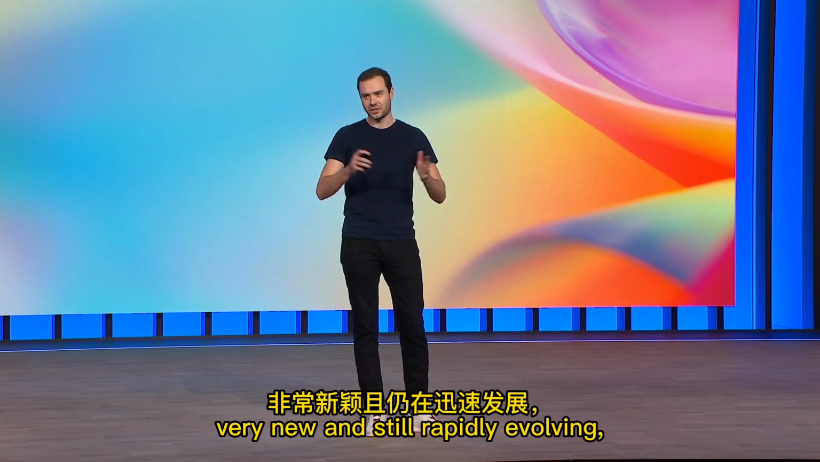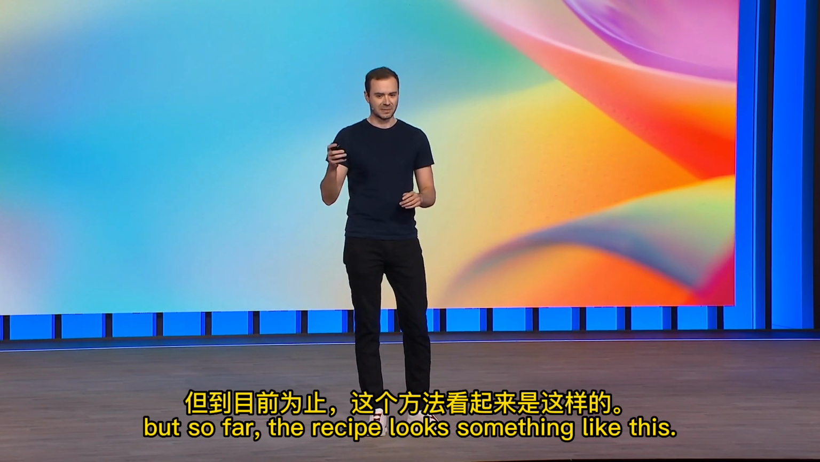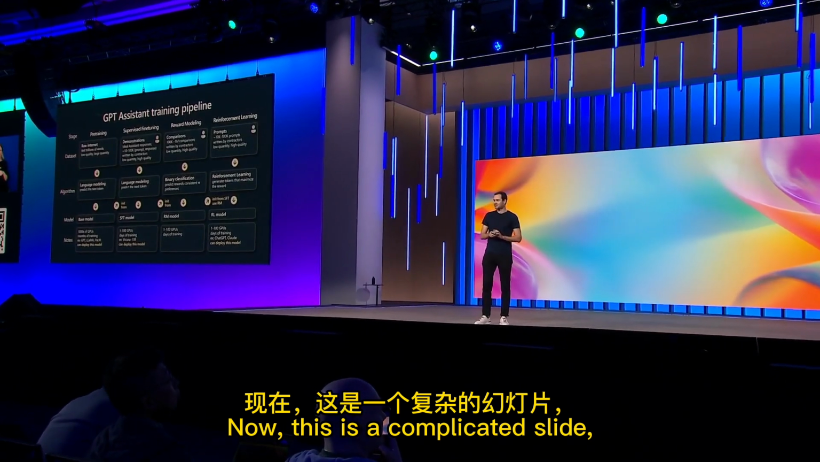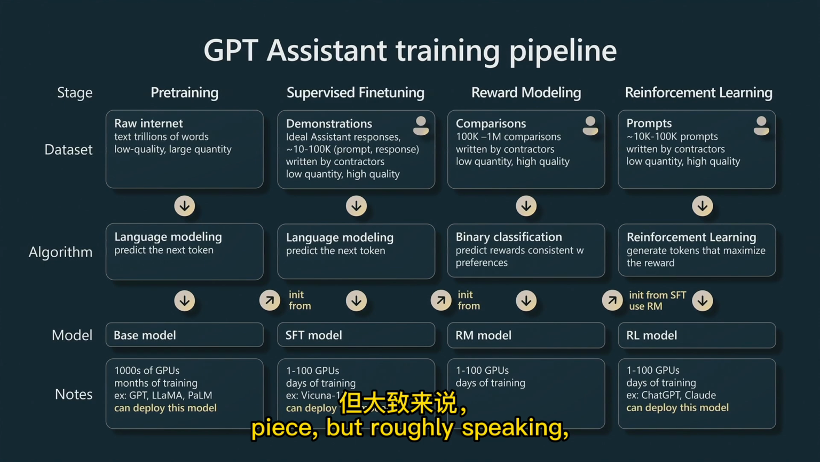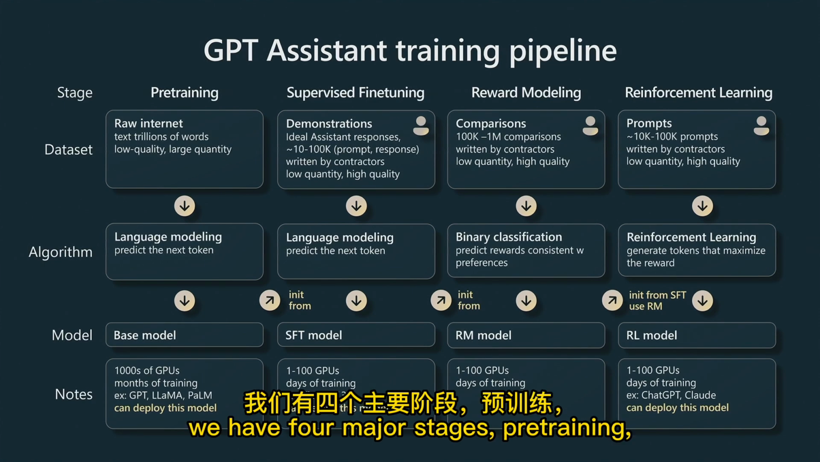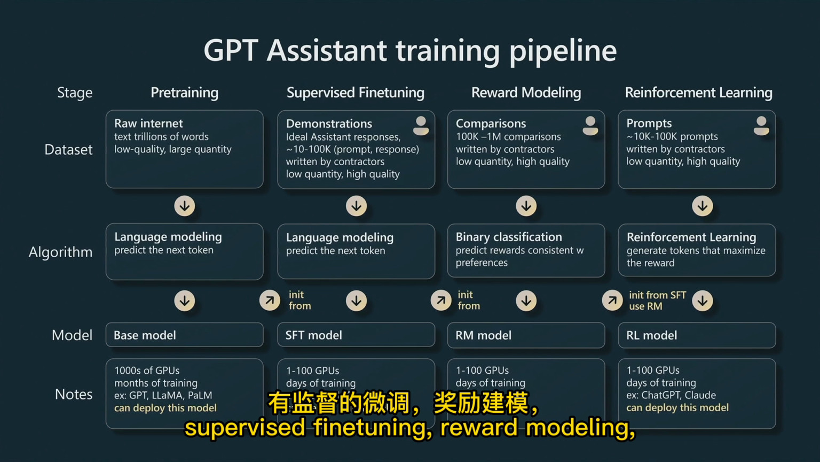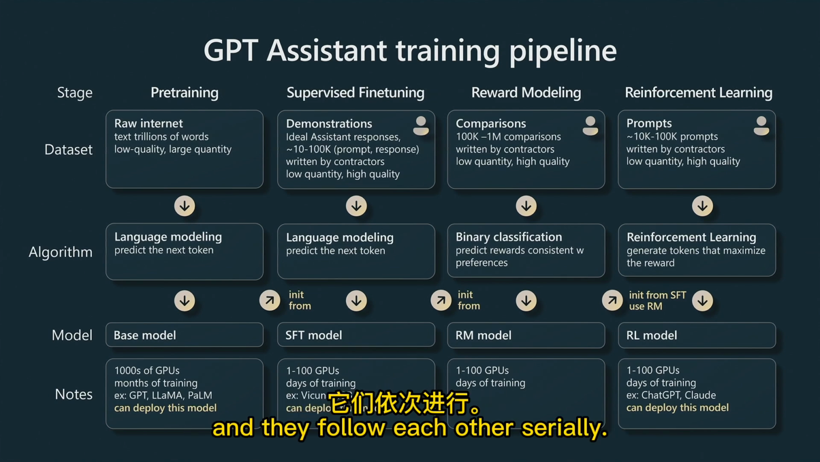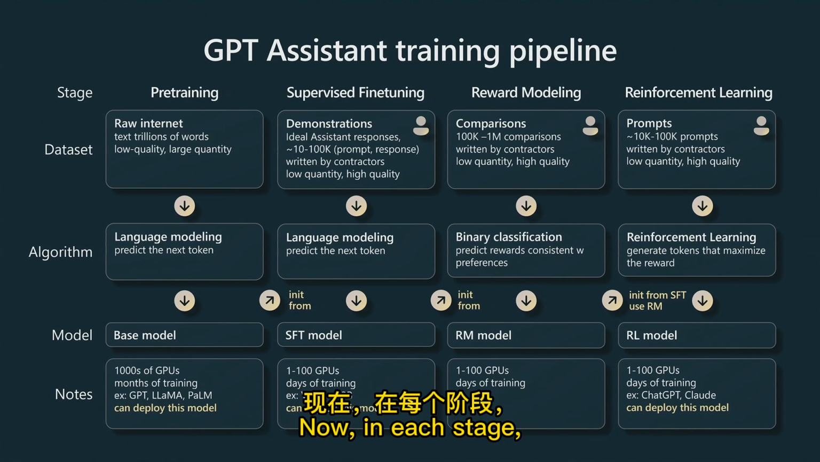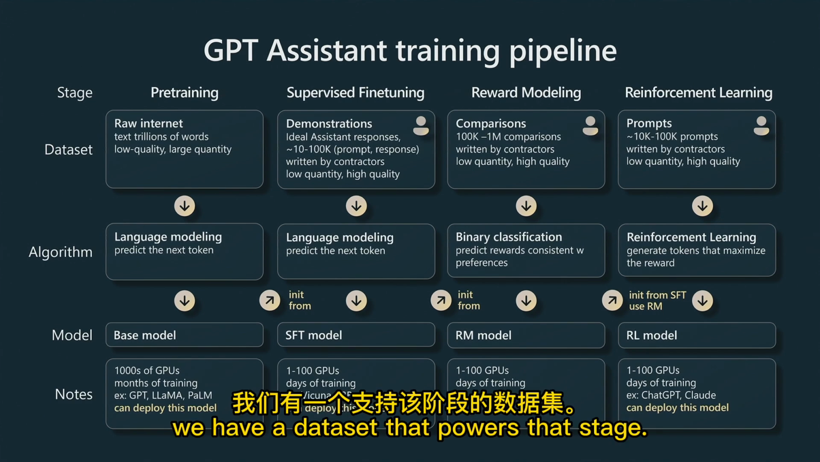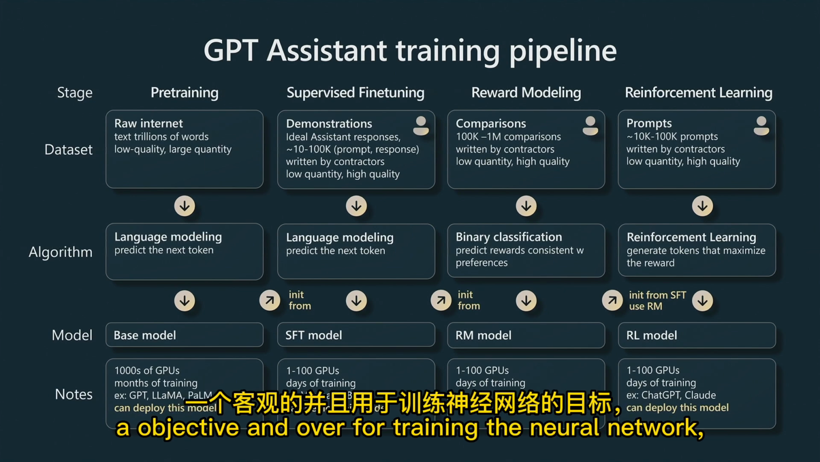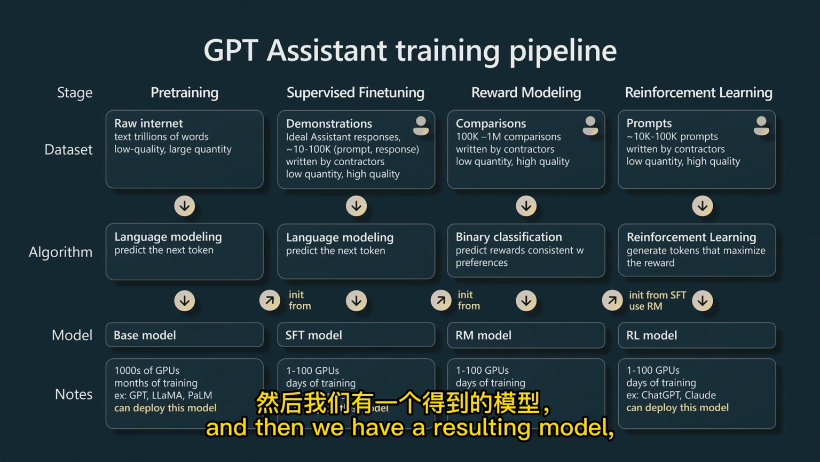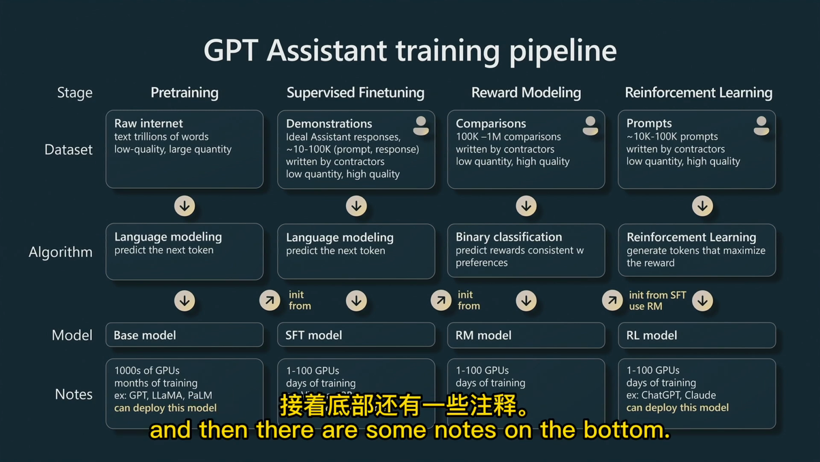Keep in mind that this is all very new and still rapidly evolving. But so far, the recipe looks something like this. Now, this is kind of a complicated slide, so I'm going to go through it piece by piece. Roughly speaking, we have four major stages: pre-training, supervised fine-tuning, reward modeling, and reinforcement learning, and they follow each other serially. In each stage, we have a data set that powers that stage. We have an algorithm that, for our purposes, will be an objective for training a neural network. Then we have a resulting model. And then there are some notes on the bottom.